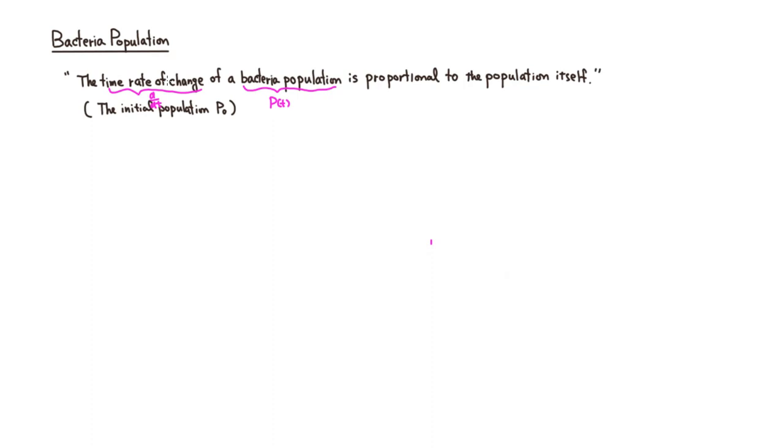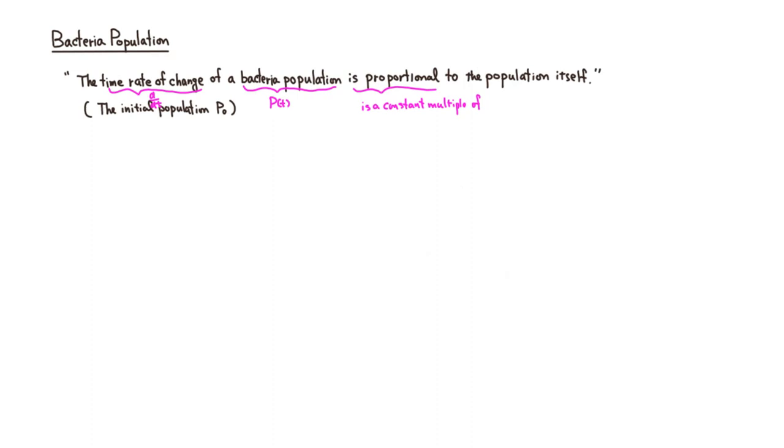And it says proportional to. This is another way of saying is a constant multiple of, right? And the population is P.